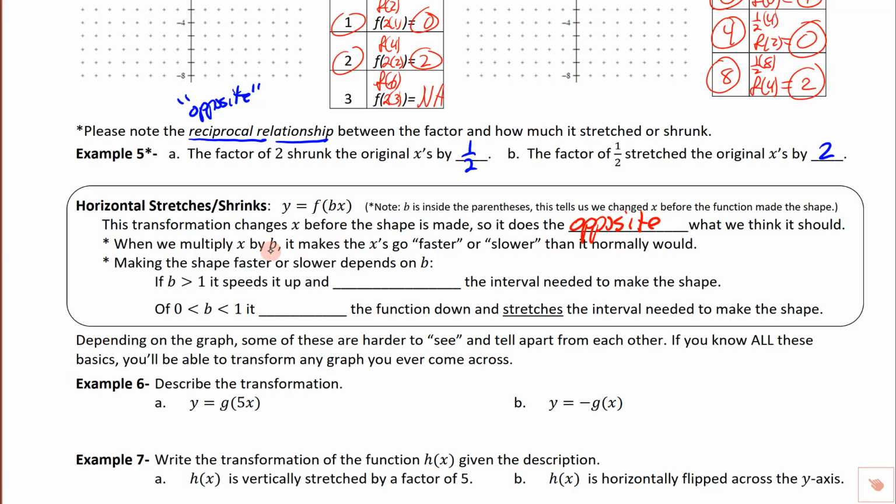When you multiply x by b, it makes the x's go faster or slower than it normally would. So again, horizontal changes are kind of hard to understand why they do what they do, but here's the deal. When we multiply it by a number "bigger than 1", what it does is it speeds it up and it shrinks the interval that it takes to make the shape.